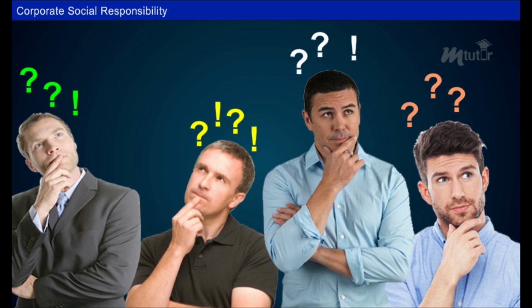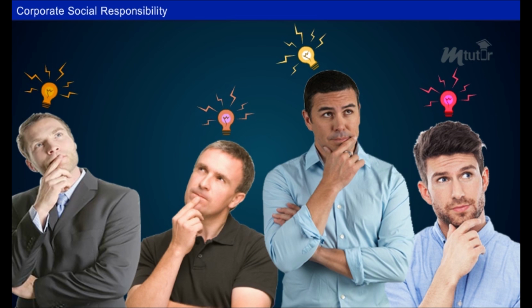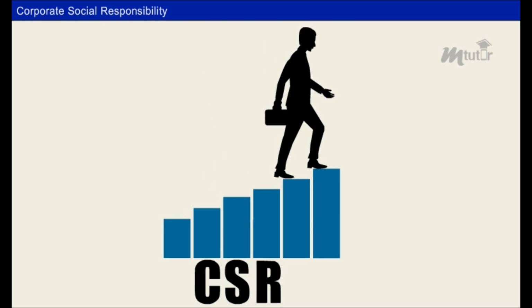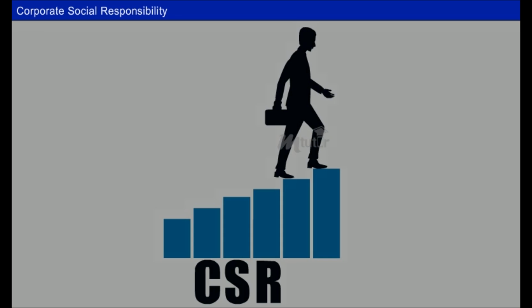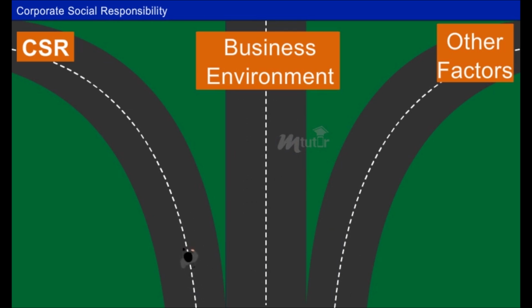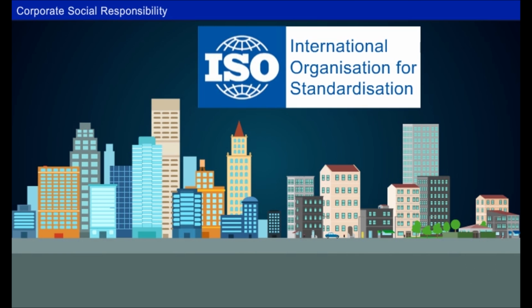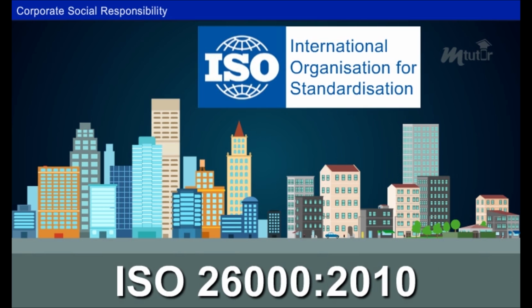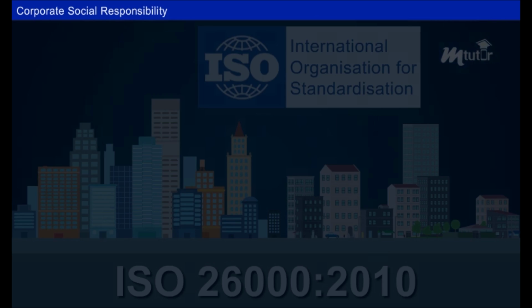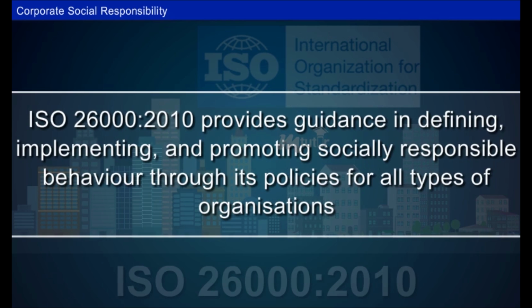But the issue arises when CSR is wrongly understood by most corporates. Going one step further, corporates use CSR as a tool for business development, bypassing its real purpose. And also, it is unethical to follow CSR blindly without analyzing the business environment and its related situation. The best guidance comes from the International Organization for Standardization's Guidance Standard on Social Responsibility, ISO 26000, published in 2010. It provides guidance in defining, implementing, and promoting socially responsible behavior through policies for all types of organizations.